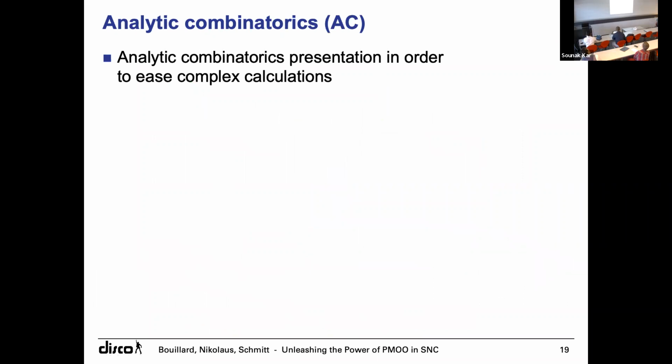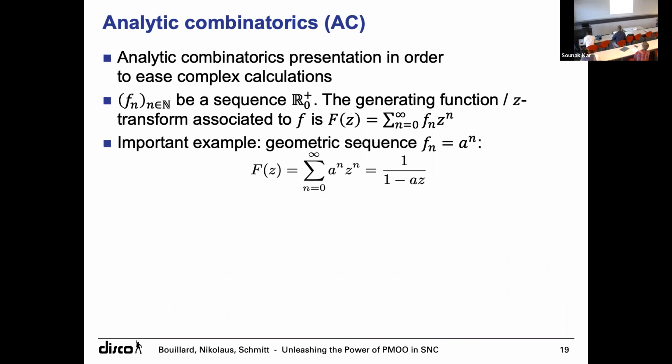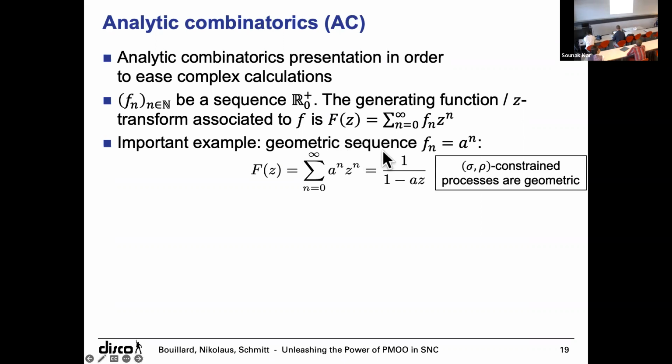Okay, we use analytic combinatorics to ease the complex calculations. Since we assume a discrete time scenario, the arrival processes and service processes can basically just be described as sequences. So we can derive the so-called generating function, or Z transform, which is given here by this expression. An important example is the geometric sequence, because here we can directly derive a closed form solution. And a very important example: all sigma rho constraint processes are geometric, so they fall into this class.